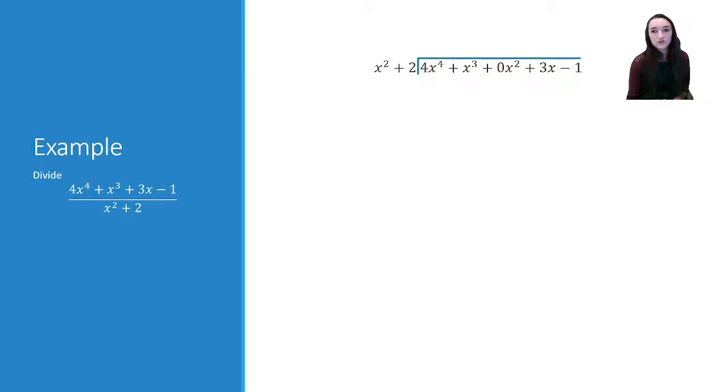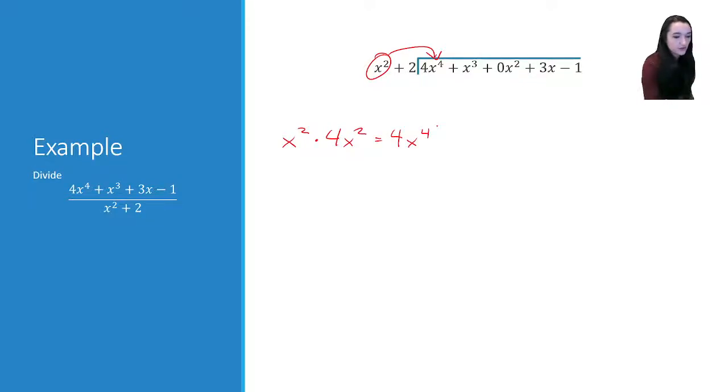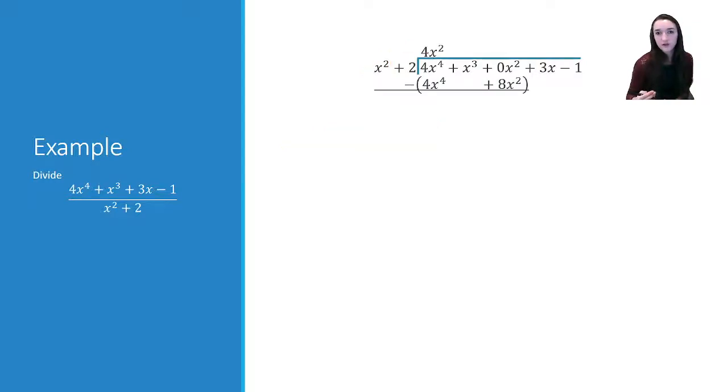So first step, just as before, I look at my x squared, I look at my 4x to the fourth, and I want to know, how do I get from here to here? Well, x squared times 4x squared equals 4x to the fourth. So 4x squared is going to be the first part of my quotient, and I multiply that by the entire divisor, so I get 4x to the fourth plus 8x squared.